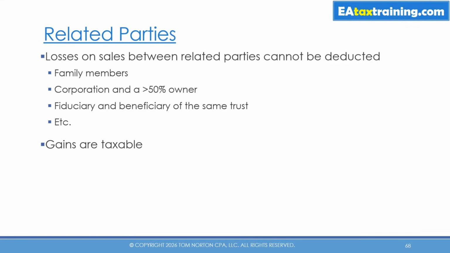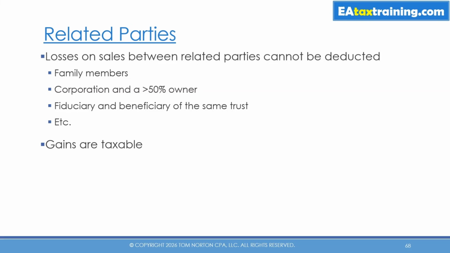Related parties. Losses on sales between related parties cannot be deducted. Related parties means family members, a corporation and a greater than 50% owner, a fiduciary and a beneficiary of the same trust, etc. So with any close type of relationship, if you have a loss, you cannot deduct it. They don't want people manufacturing tax losses by selling at a really low price just to get that tax loss, and then possibly even being able to keep using that property because you are related to that person. So you can't play those types of games.